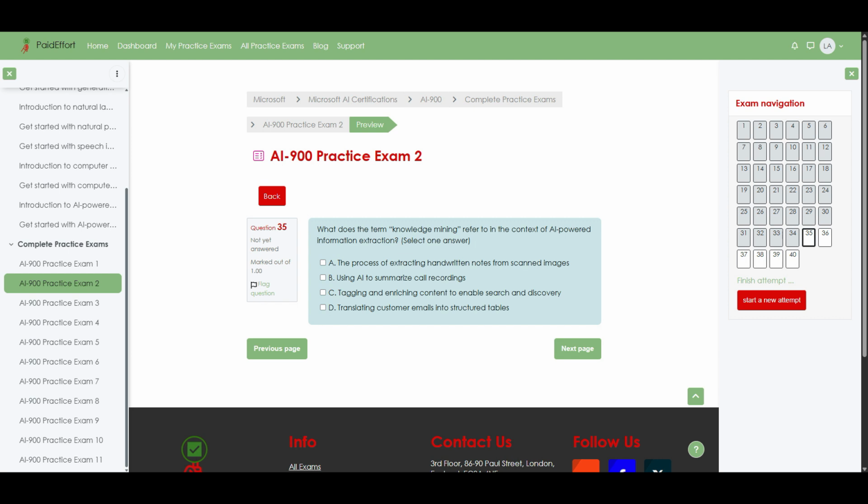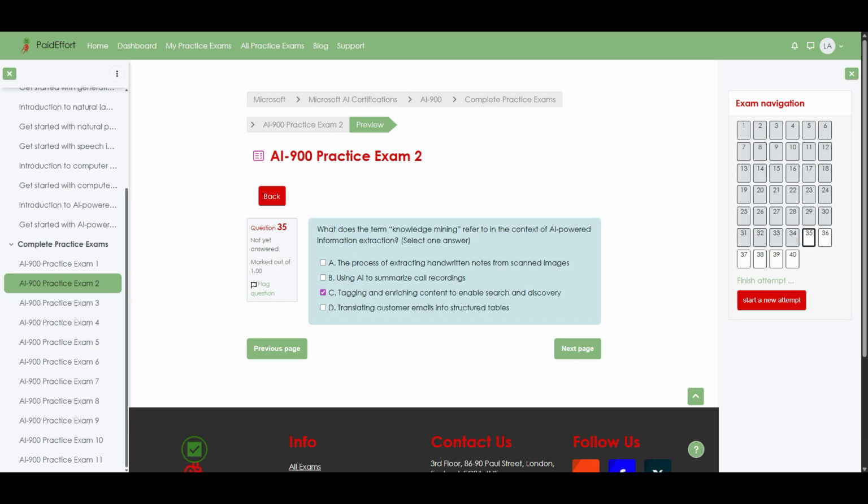What does the term knowledge mining refer to in the context of AI-powered information extraction? Select one answer. A. The process of extracting handwritten notes from scanned images. B. Using AI to summarize call recordings. C. Tagging and enriching content to enable search and discovery. D. Translating customer emails into structured tables. The correct answer is tagging and enriching content to enable search and discovery. Let's go through the explanation now.